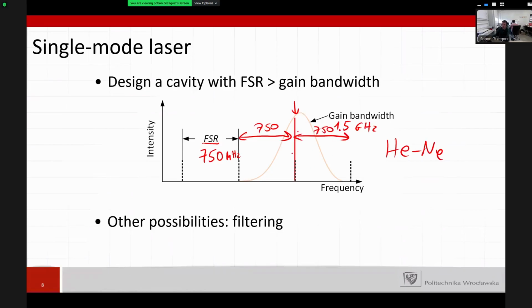So the mode spacing should be more than 750 megahertz. Or the other possibilities include filtering. If we have more modes, we can apply some filtering mechanisms to filter out only the mode that we are interested in.